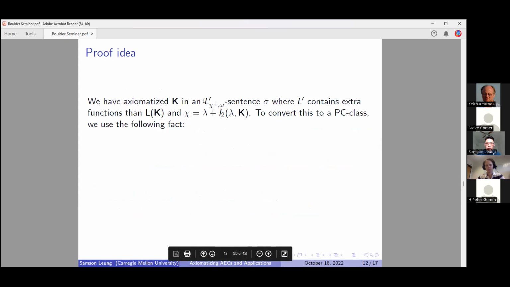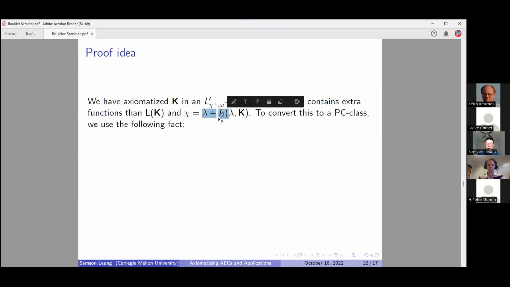Right now we're in a bigger logic. Let's say L' is the language with extra function symbols for me to enumerate the small models. And chi is lambda plus I_2. Technically you could write it as lambda plus I_1 plus I_2, but I know I_1 is less than I_2 anyway, so I just write I_2 here. So right now we are in some infinitary logic with some sentence. But I want to talk about PC class.